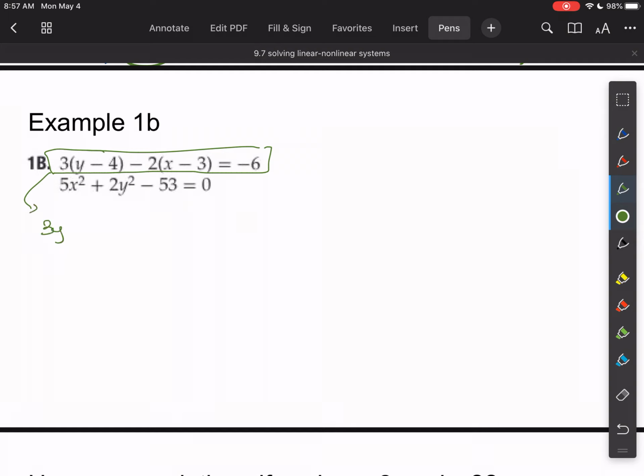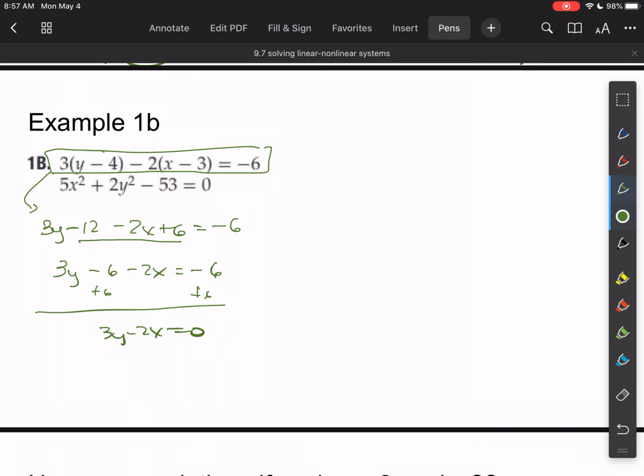So 3y, I'm just going to distribute this out, minus 12 minus 2x plus 6 equals negative 6. Again, I'm going to solve for y. So I'm going to get rid of all of this and move it over. So 3y, negative 12 plus 6 is minus 6, minus 2x equals negative 6. I'm going to add 6 to both sides, and I get 3y minus 2x equals 0. If I'm solving for y, it would be 3y is equal to 2x, because I'm going to add 2x to both sides, right? And now I have y is equal to 2/3 x.